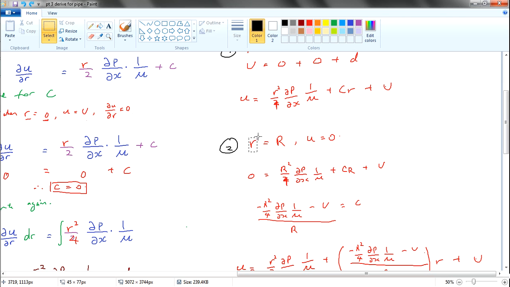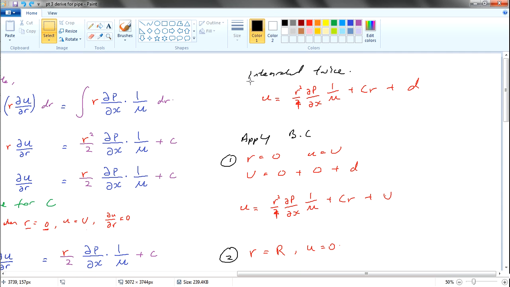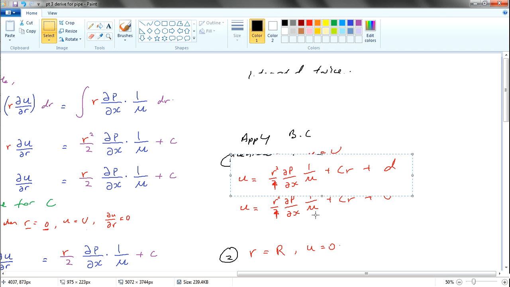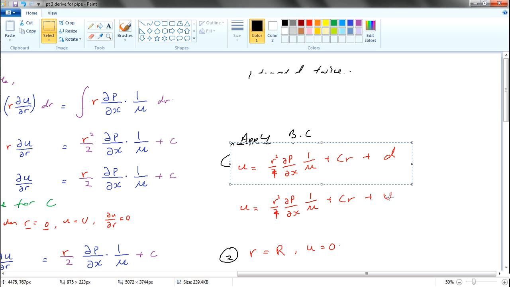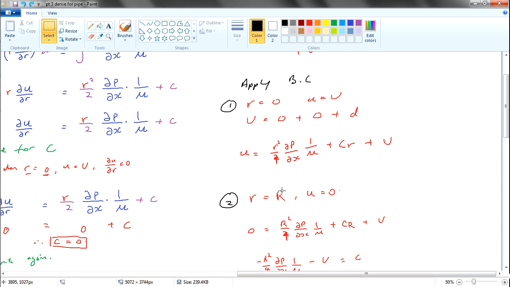Nonetheless, if you sub in r is equals to capital R, u is equals to 0, right? So this is the first boundary condition. You found that d is equals to U, and then so this is the second integrated equation. I found d is equals to U, and therefore I just simply change d equals to U. So these are the same equation, just I change d is equals to U, that's all.